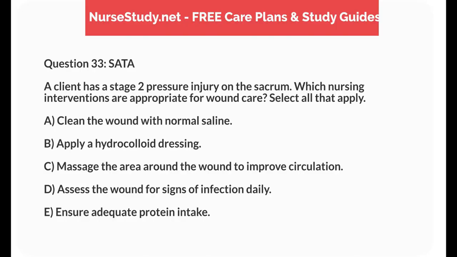Question 33, SATA. A client has a stage 2 pressure injury on the sacrum. Which nursing interventions are appropriate for wound care? Select all that apply. A. Clean the wound with normal saline. B. Apply a hydrocolloid dressing.